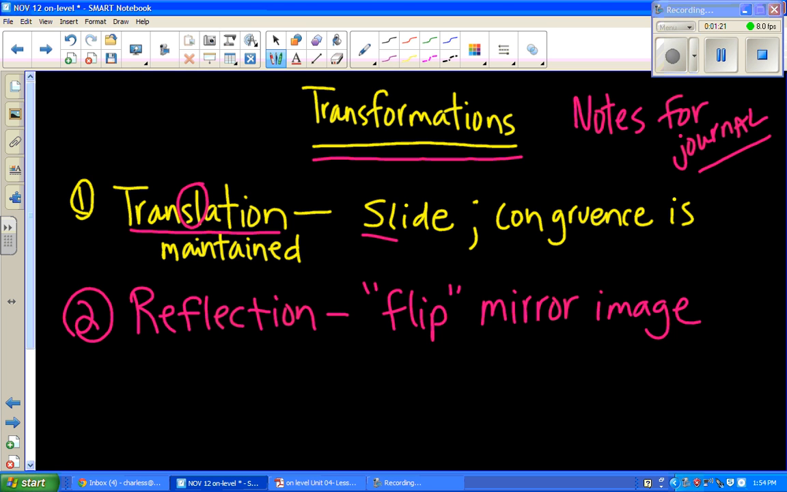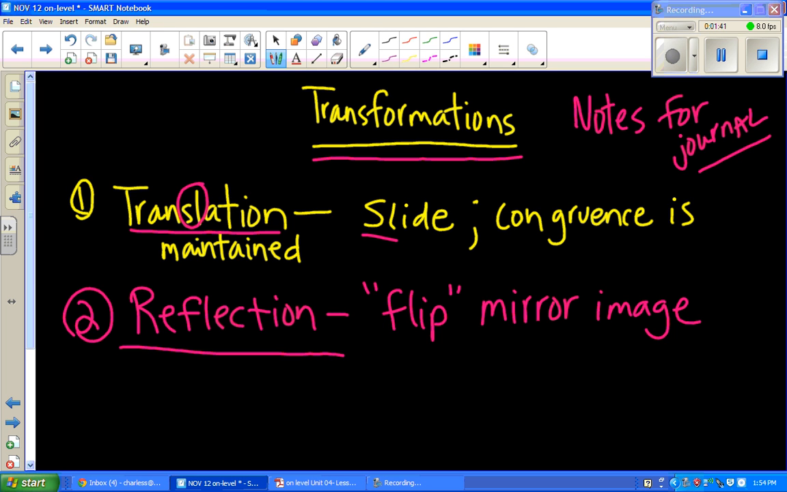Number 2 is a reflection. Reflection is a flip or a mirror image. You look into the mirror, you see your image, and that's what a reflection is, and that's what we're going to do with some shapes. That's all the notes that you have to take.